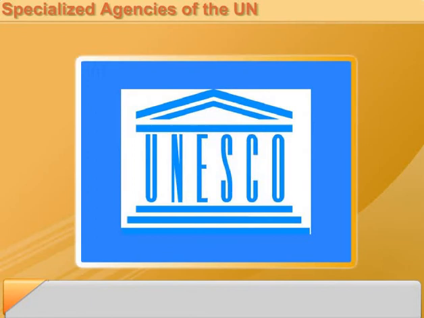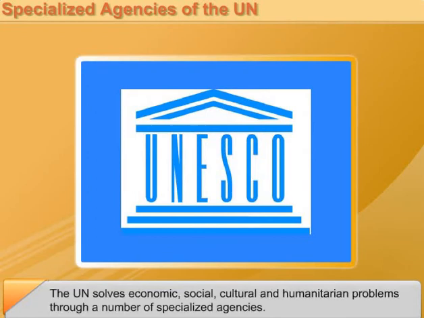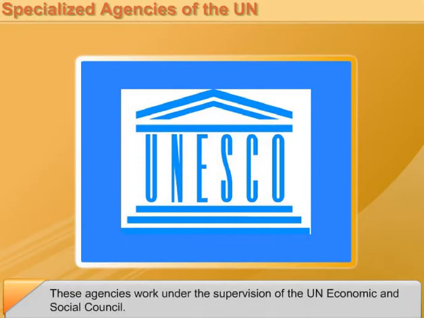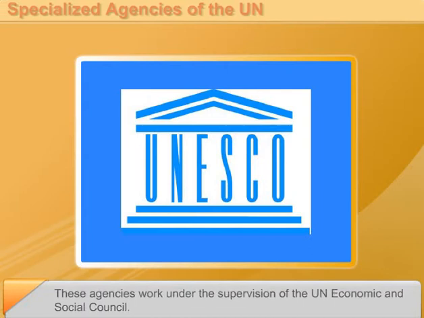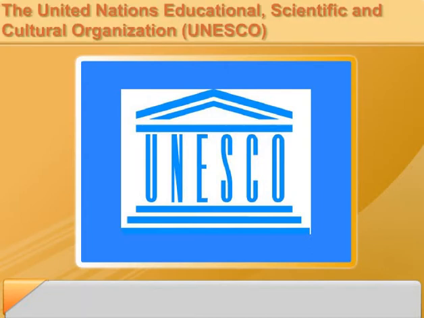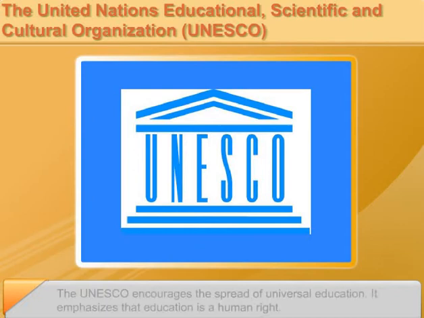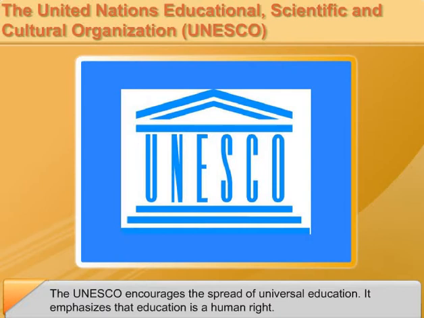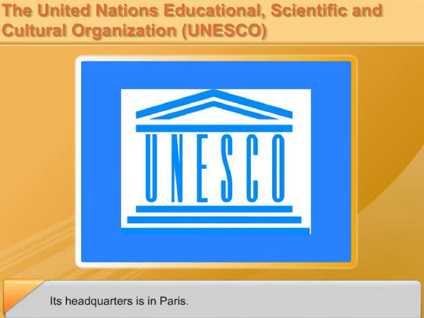Specialized agencies of the UN. The UN solves economic, social, cultural, and humanitarian problems through a number of specialized agencies. These agencies work under the supervision of the UN Economic and Social Council. The United Nations Educational, Scientific, and Cultural Organization, UNESCO. The UNESCO encourages the spread of universal education. It emphasizes that education is a human right. Its headquarters is in Paris.